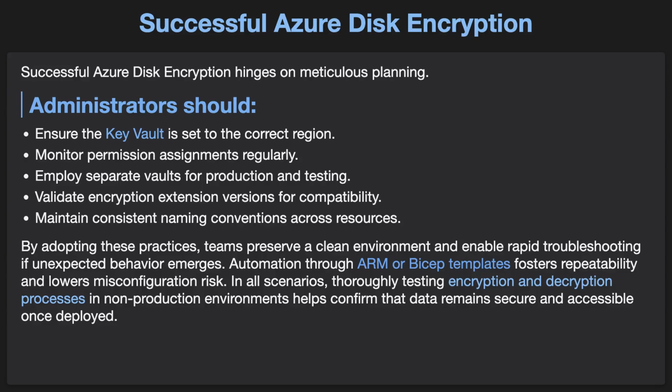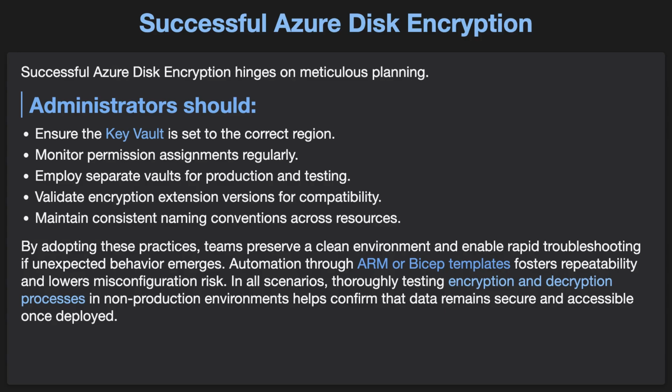Successful Azure Disk Encryption hinges on meticulous planning. Administrators should ensure the key vault is set to the correct region. Monitor permission assignments regularly. Employ separate vaults for production and testing. Validate encryption extension versions for compatibility. Maintain consistent naming conventions across resources. By adopting these practices, teams preserve a clean environment and enable rapid troubleshooting if unexpected behavior emerges. Automation through ARM or Bicep templates fosters repeatability and lowers misconfiguration risk.